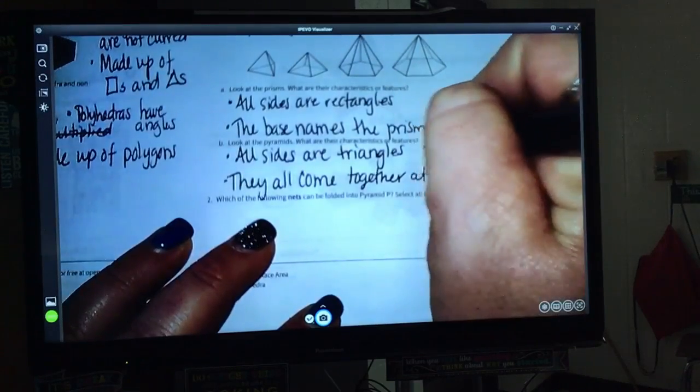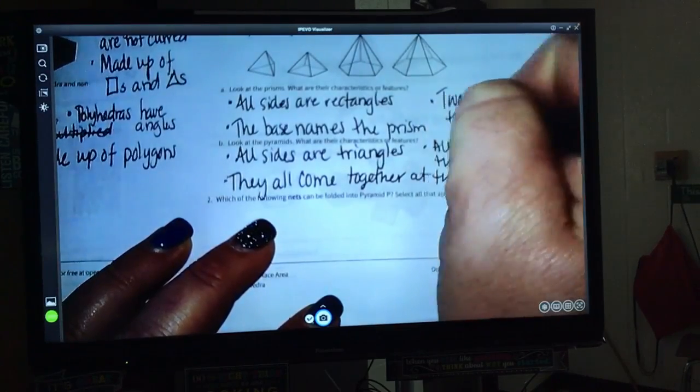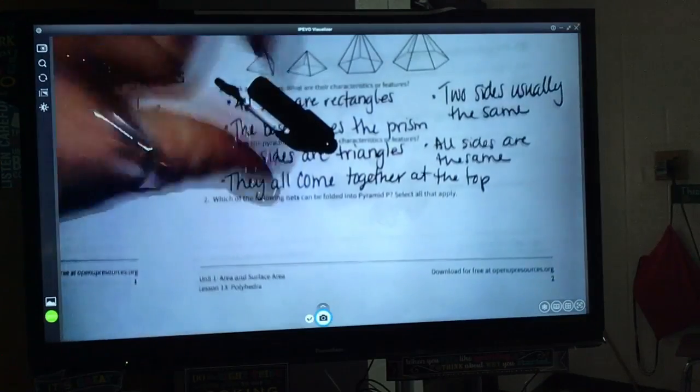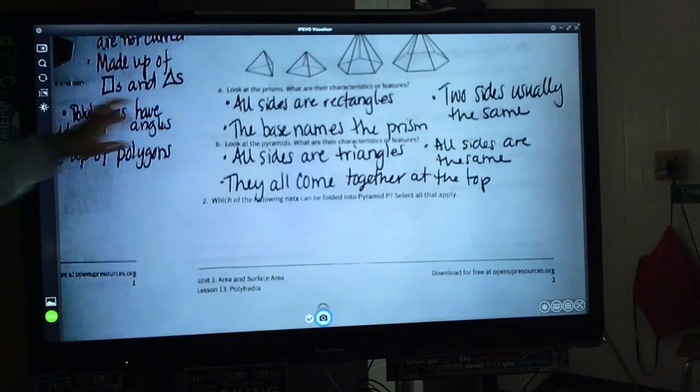So, all sides are the same. 10. And then, your pyramids are named off of their base. So like for the first one, it's called a triangular pyramid. Why is it called a triangular pyramid? Alex? Because the base is a triangle, right?